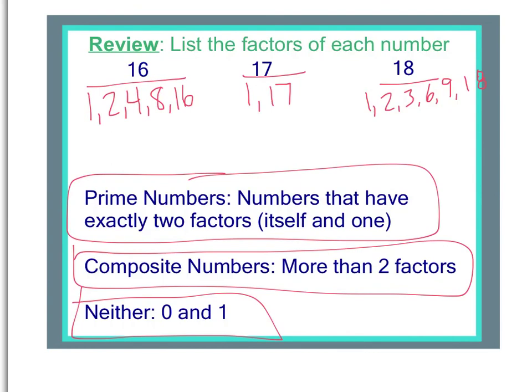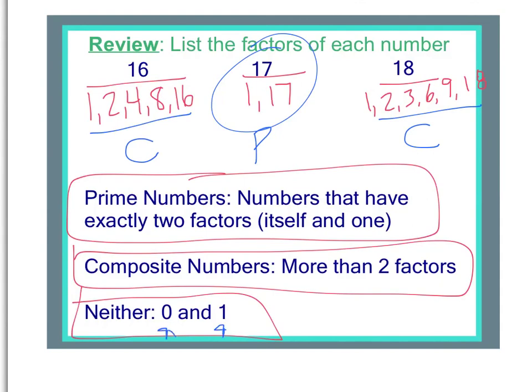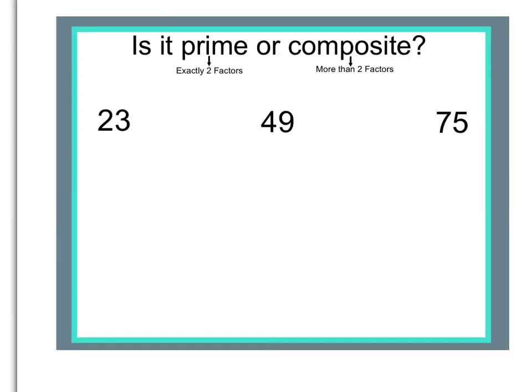Well, a prime number is a number that can only be divided by itself and 1. Or in other words, it has exactly 2 factors, not 1, not 3, just exactly 2. That would be 17. That is a prime number. A composite number has more than 2 factors. So notice all of these factors. These are both composite numbers. The only neither numbers are 0 and 1 because they don't have exactly 2 factors and they don't have more than 2 factors. Try these. Pause the video.